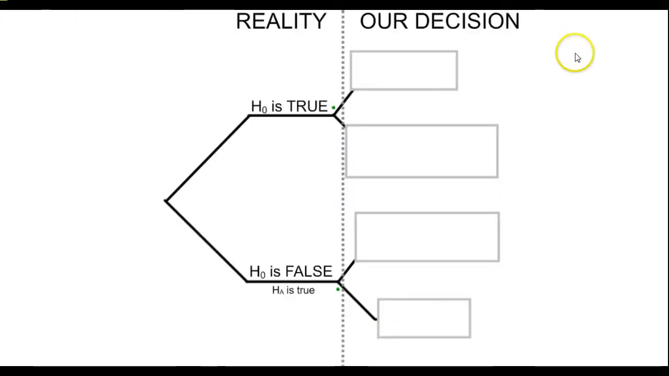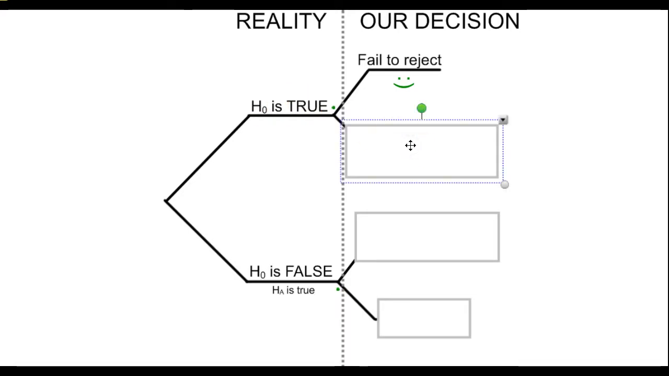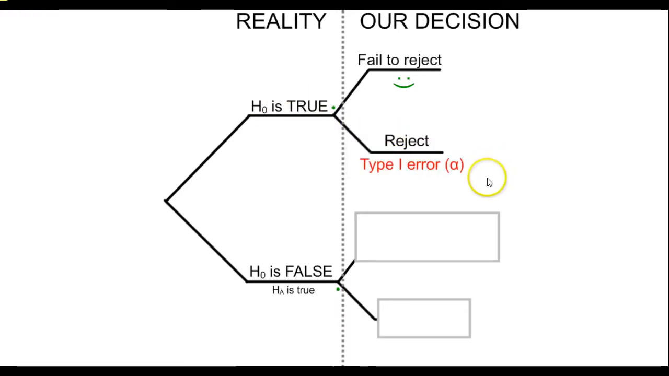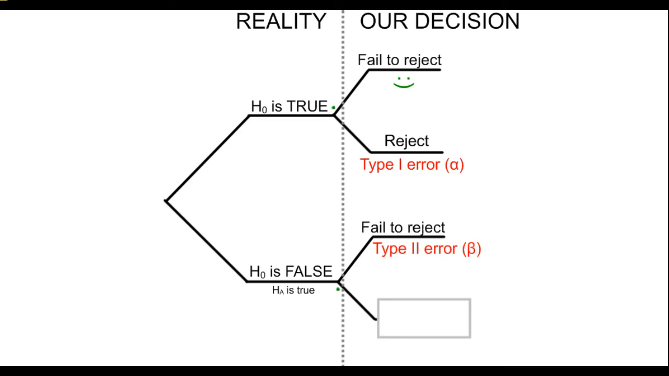Another way to look at it is a decision tree. So if in reality the null is true, and we say that we fail to reject the null, that's good. We shouldn't reject something that is true, so we did the right thing. However, when in reality the null is true and we reject it, then we made a type 1 error. On the other hand, if the null is false, which means we believe the alternative is true, if the null is false and we fail to reject, that is a type 2 error. It means we did the wrong thing, we failed to reject, therefore type 2 error. If the null is false and we reject that false thing, then again we did the right thing.